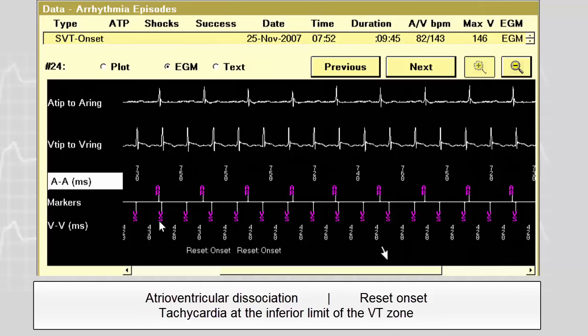So for the device, there's no abrupt change in the ventricular rate and no sudden onset. So you can see here the marker reset onset. Indeed, in the absence of sudden onset, all ventricular EGMs are labeled VS and the VT counter is continuously reset.